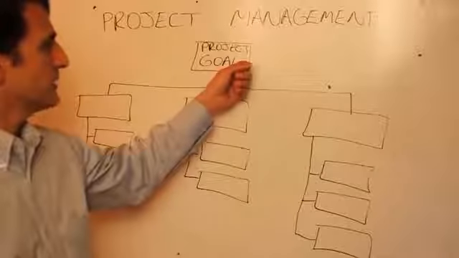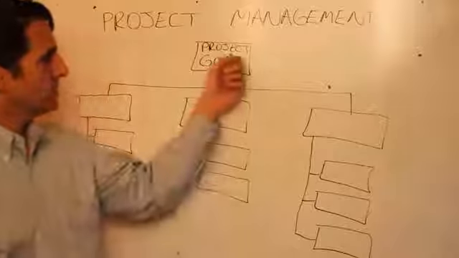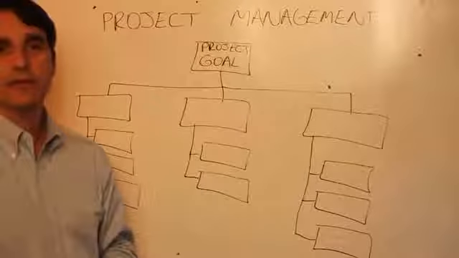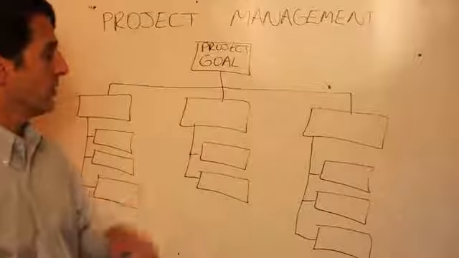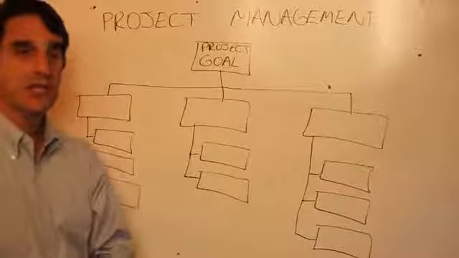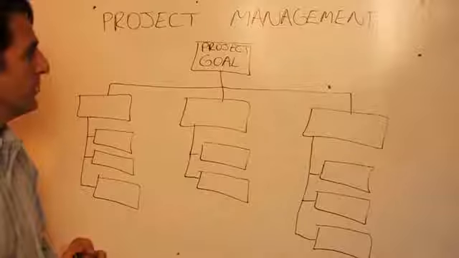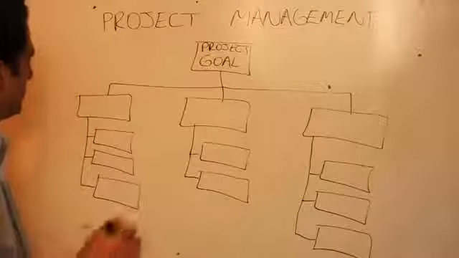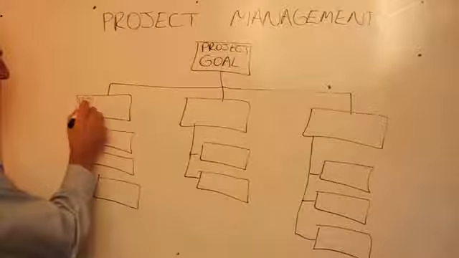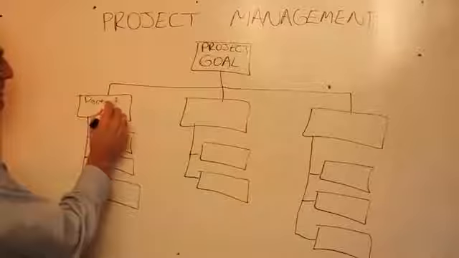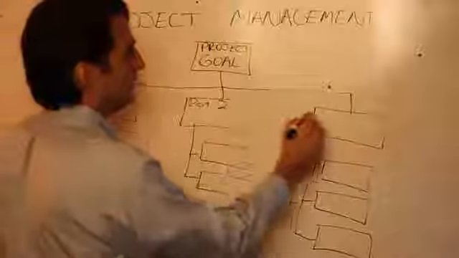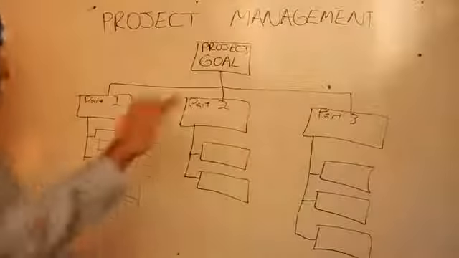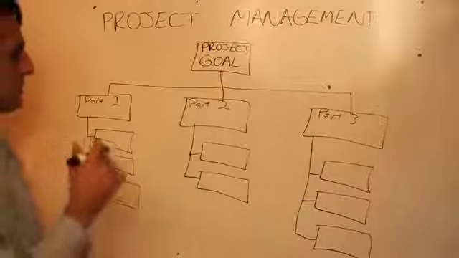But every project starts with a goal. So a project goal, what is it that you're trying to achieve? In the case of building a house, we're trying to build a house. So that's our goal, is to have a completed house that we can go live in. And if you were to break that down, the first thing you want to do is break it down into parts. So what are the parts of building a house? You got part 1, part 2, part 3. And there's probably 17 parts to really building a house, but we'll just talk about 3.